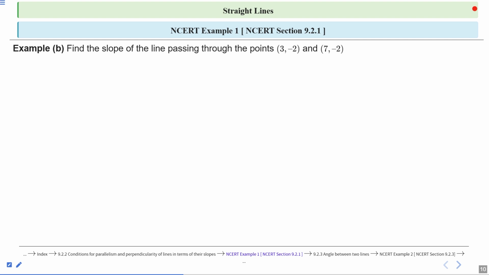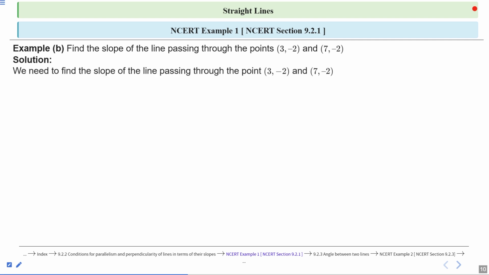Now let us see another part of this example, part B. Here we have to find the slope of the line passing through the points (3, -2) and (7, -2). This is a very simple example. Students, first of all, think about this example for a moment and how you would approach it. Let us see the solution now.